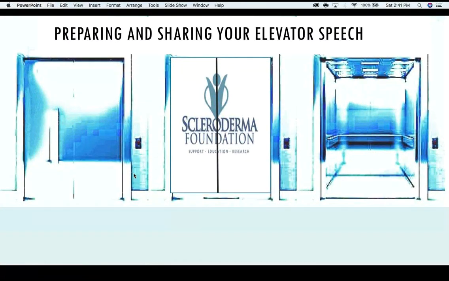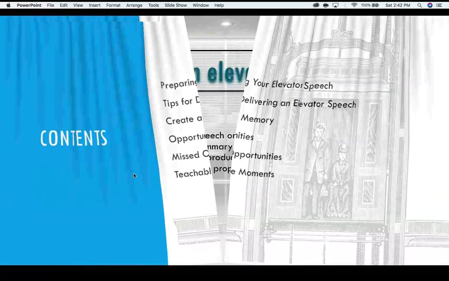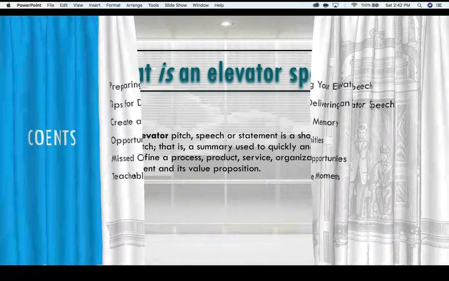Be prepared to share your elevator speech or pitch in an elevator, a letter, an email, even in a thank you. We're going to show you how to prepare your elevator speech. We're going to give you tips on how to deliver an effective elevator speech. We're going to have you get a chance to create a memory. We're going to target in on some opportunities. We're going to target in on some missed opportunities. And we're also going to share with you teachable moments. So come on and join us as we teach you how to prepare your elevator speech.